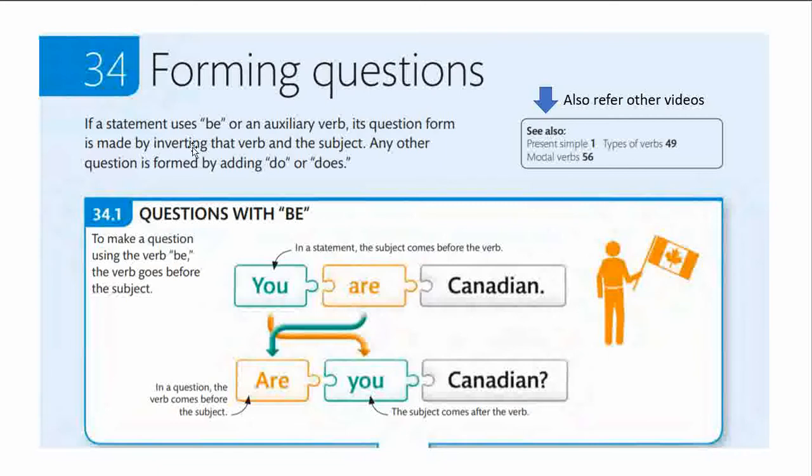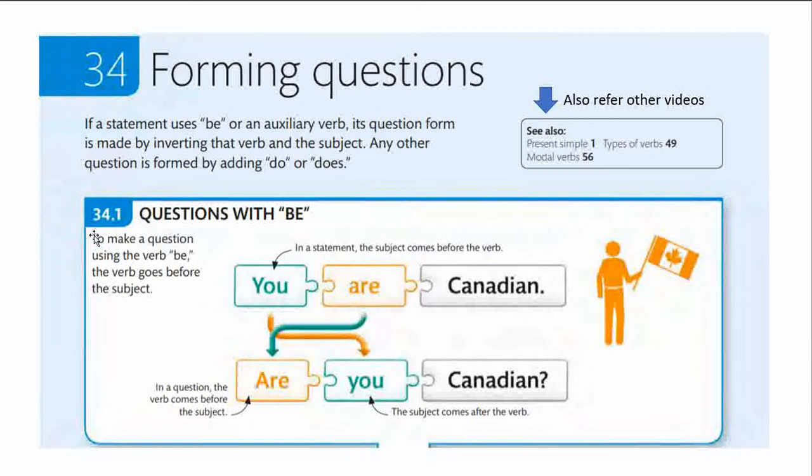If the statements use be form, I have just mentioned there are 11 such words, or an auxiliary verb, its question form is made by inverting the verb and the subject. That means you just change the place of the auxiliary and the place of the subject, interchange them, and your question is ready. Just add a question mark after it. Any other question is formed by adding do or does, which we'll see later.